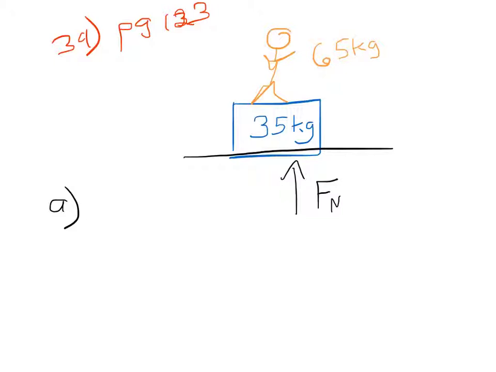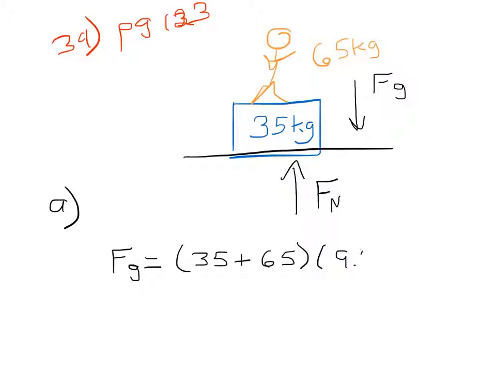Well, the mass of the guy and the crate both figure into the force of gravity, and their combined force of gravity is pointing down. The force of gravity is equal to the mass of the two objects. So we have the 35 kilograms from the box plus the 65 kilograms from the guy, times 9.81, which gives us our mass times gravity. That'll give us our weight, which would be 981 newtons, because this is going to add up to 100, and 100 times 9.81 is 981 newtons.